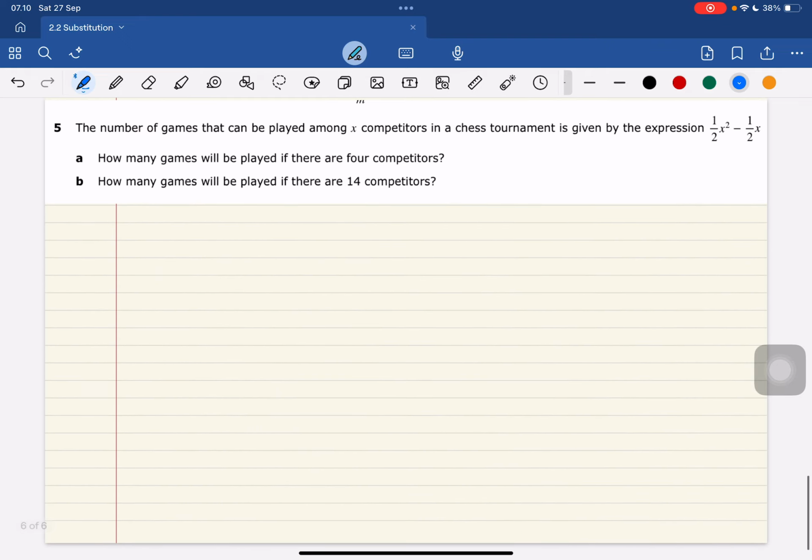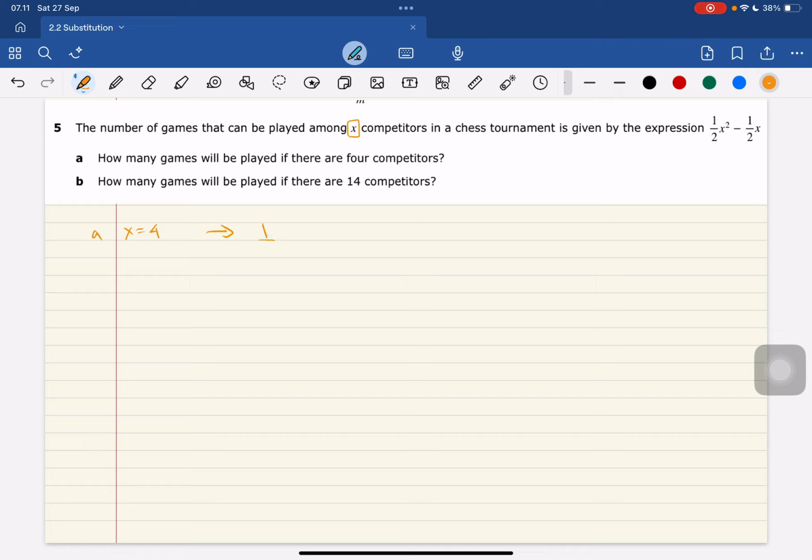Okay, last, number 5. The number of games that can be played among the x competitors in a chess tournament is given by the expression. Okay, how many games will be played if there are 4 competitors? So x is equal to 4. Let us substitute it.